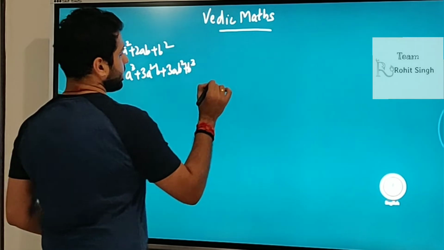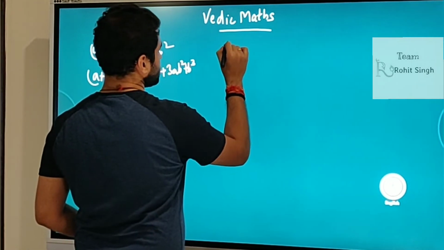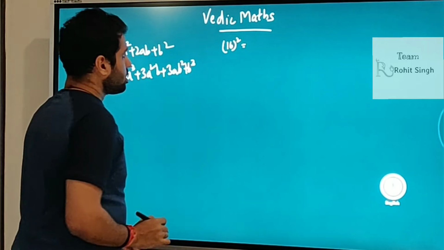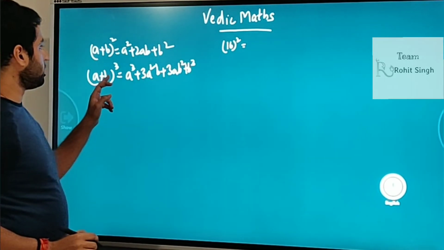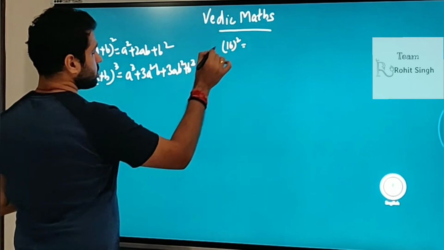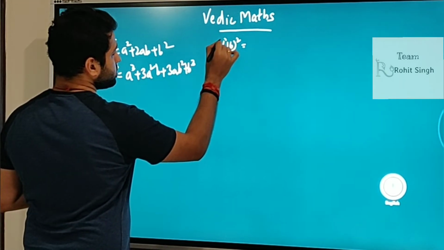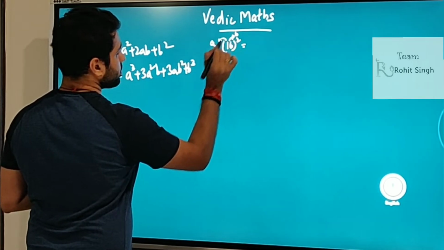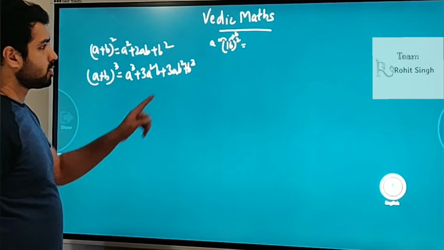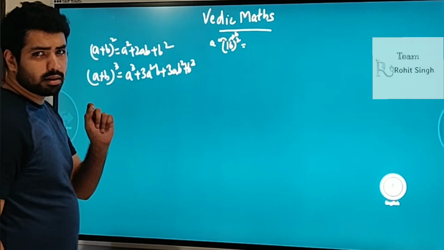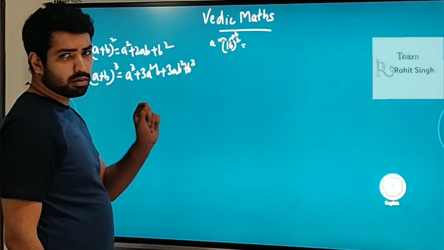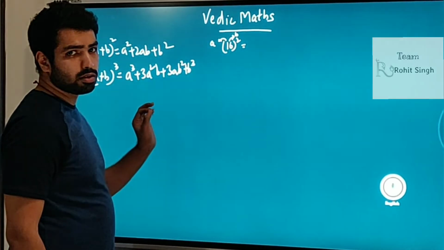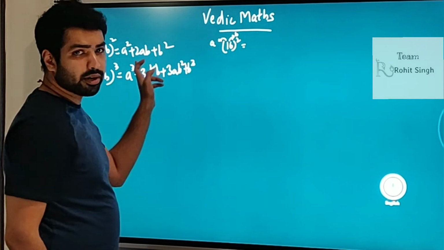Okay, so let us take 16 square. If you see 16 over here, in this 16, this 1 is a and the 6 over here is b. Now let us apply this formula. There is a slight change in how we are going to apply this formula, so pay attention when the problem is being solved. Let us substitute the values.